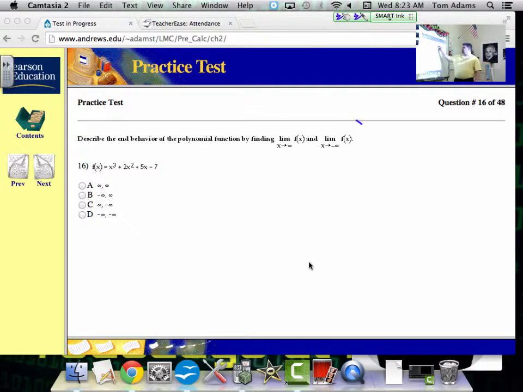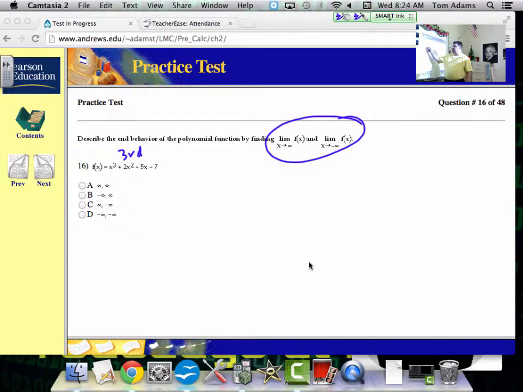Okay, it says find the end behavior of the polynomial, and the formal way to say that is the limit of f of x as x approaches infinity, and the limit of f of x as x approaches negative infinity. What degree polynomial is this? Third degree polynomial. Now that is an odd degree polynomial. So now if I were to just kind of in my mind, I should be thinking this.